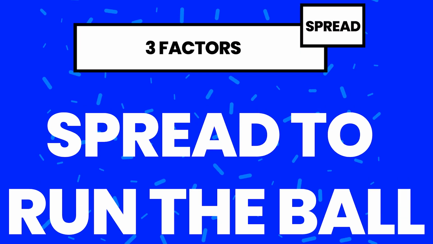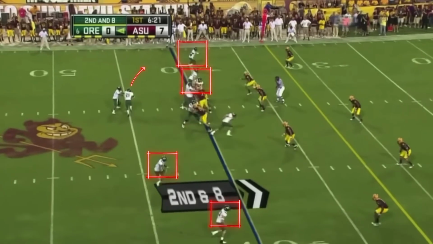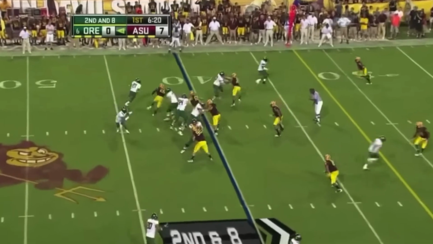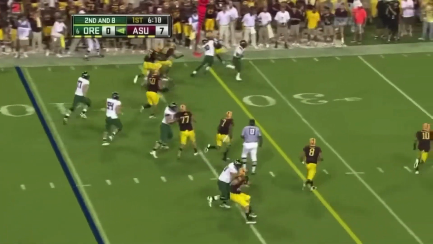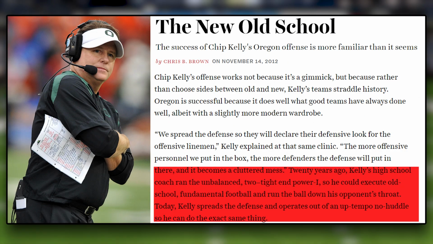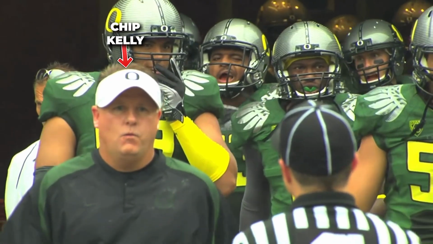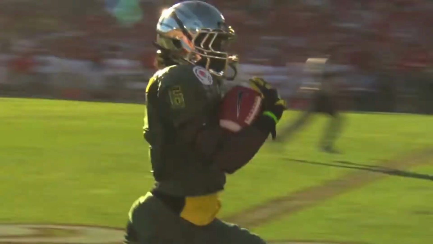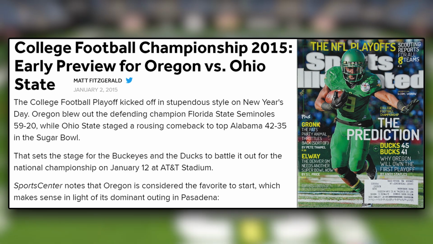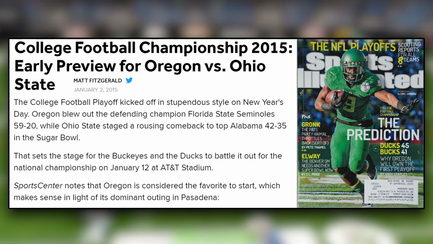The next driving force of the modern college spread was, instead of spreading out your opponent to try to throw the ball, what if you spread him out to run it? And that is where the mad scientist Chip Kelly came into play. And he strolled into Eugene and took a somewhat irrelevant program in Oregon and transformed them into a powerhouse that was competing for national championships.